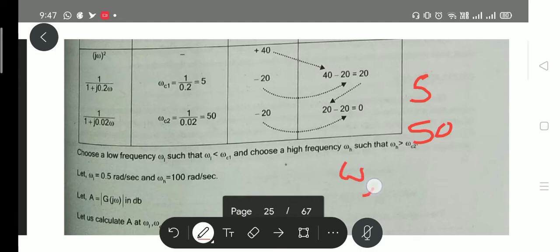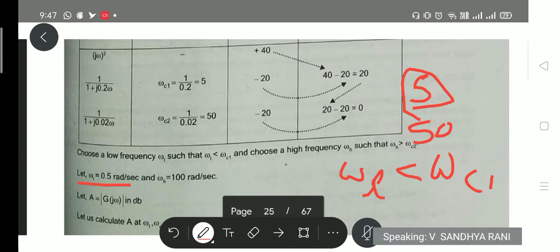Lower frequency you can represent as omega L. Omega L is less than omega C1. Omega L value will be taken less than the value 5. Any value less than 5 you can take. I am taking 0.5 here. You can take 2 also, you can take 4 also, 0.1 also. You can take any value less than 5, not only 0.5.